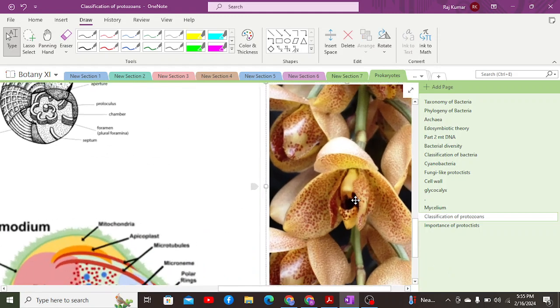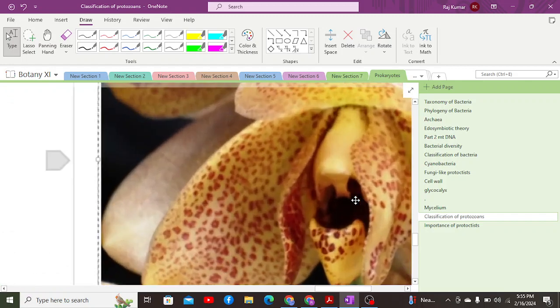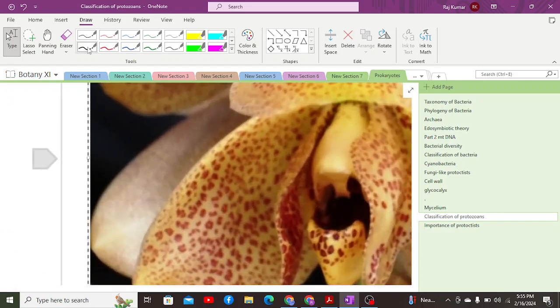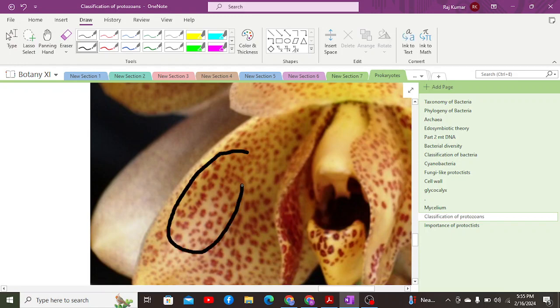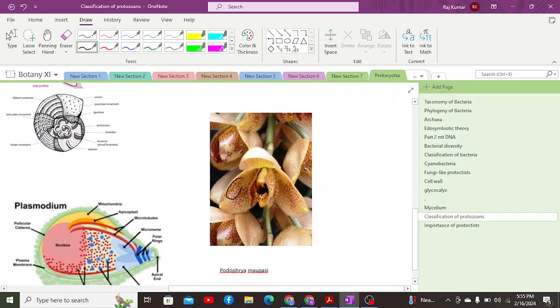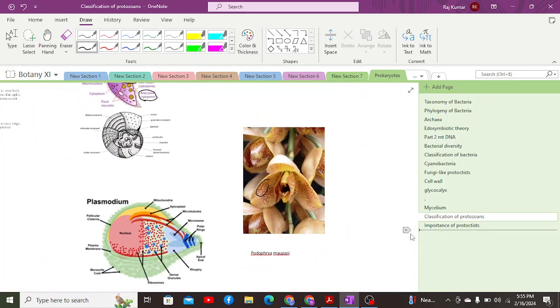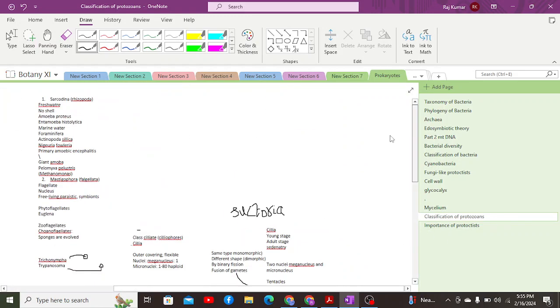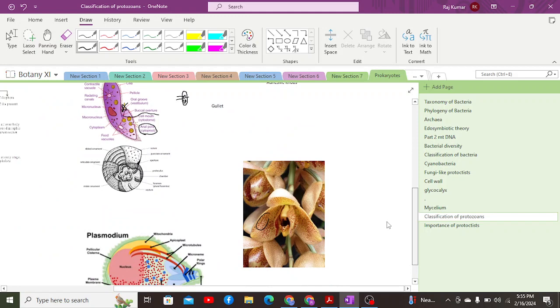A picture is also given. As you can see in the diagram, they have the tentacles. These are the tentacles, which are utilized to pierce the prey. So this is the basic structure.